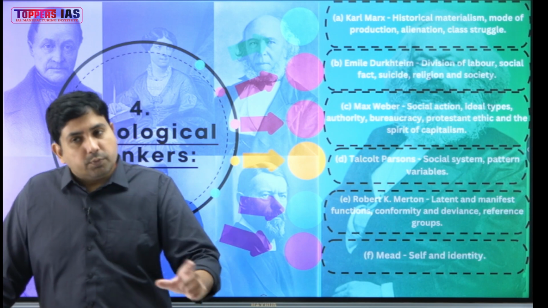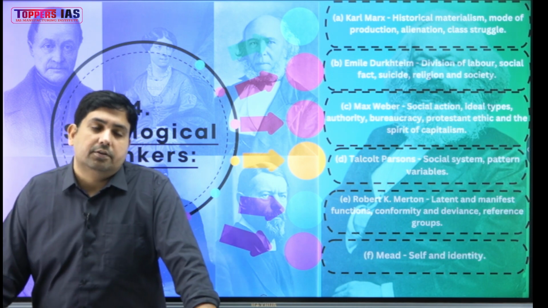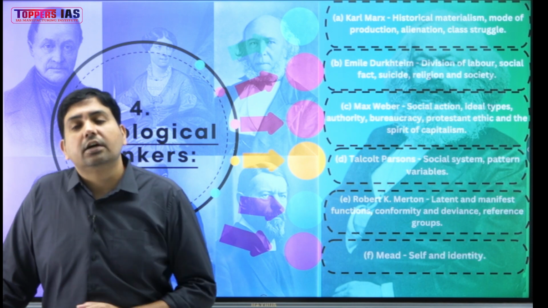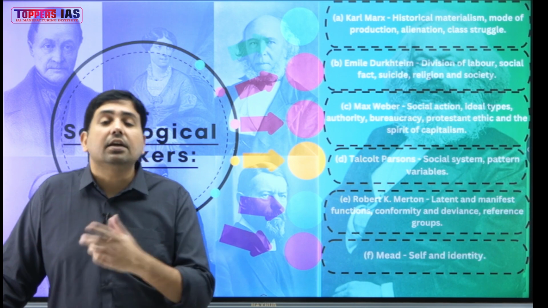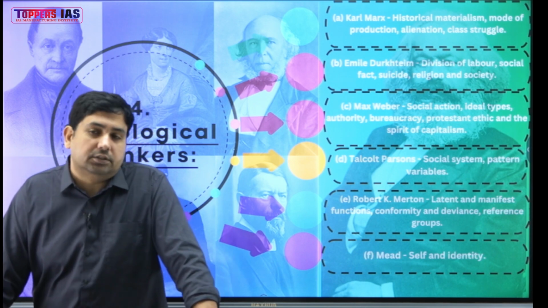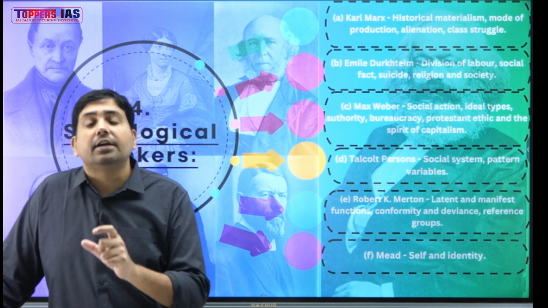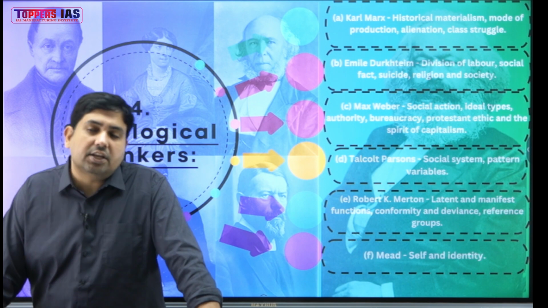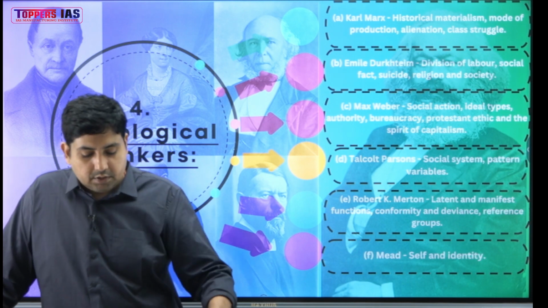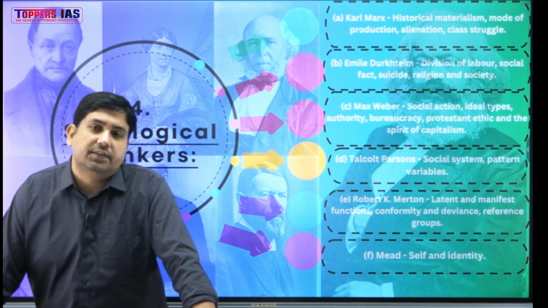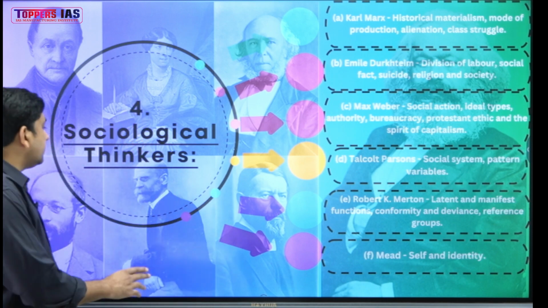Okay, now we find that in almost every topic of paper 1 sociology, there are sociological theories. So for this reason, thinkers are considered the core of sociology. You need to understand the core ideas of these foundational thinkers, as their concepts form the basis for further sociological analysis. Clear now? So this was related to sociological thinkers.